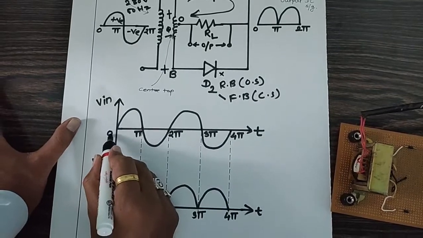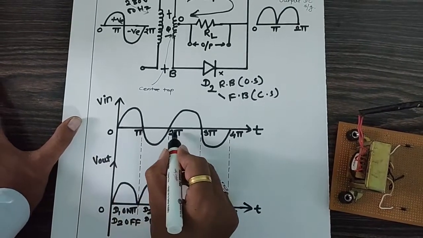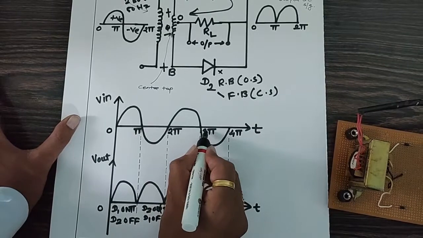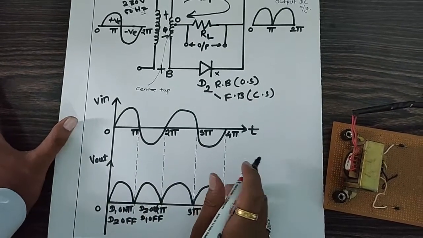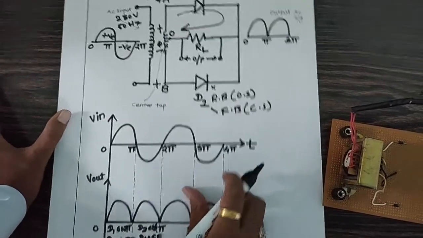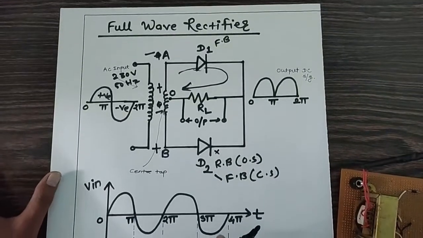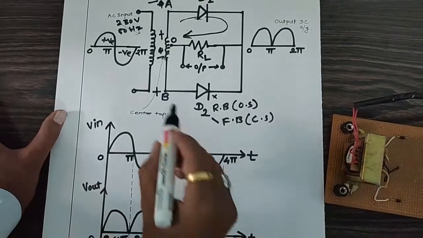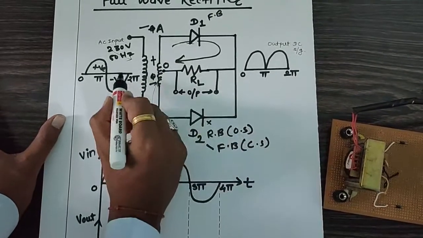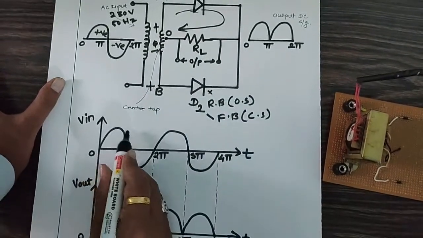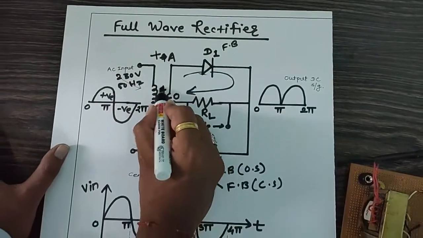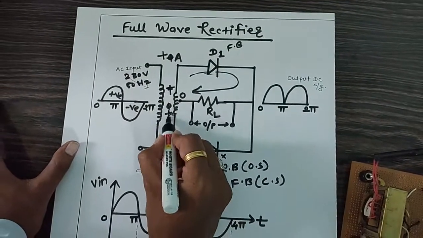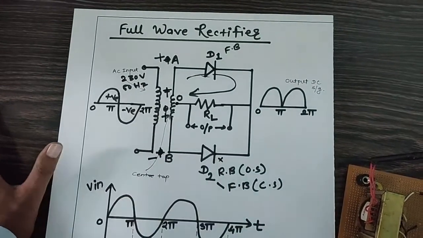From 0 to pi it is the positive half cycle, similarly from 2 pi to 3 pi is a positive half cycle, and from pi to 2 pi and 3 pi to 4 pi there is the negative half cycle. Our objective is the same, that is to convert the AC signal into a DC signal. Now for the first positive half cycle, from 0 to pi, what will happen? Your A terminal will be positive and your O terminal will be negative, again positive and again negative.